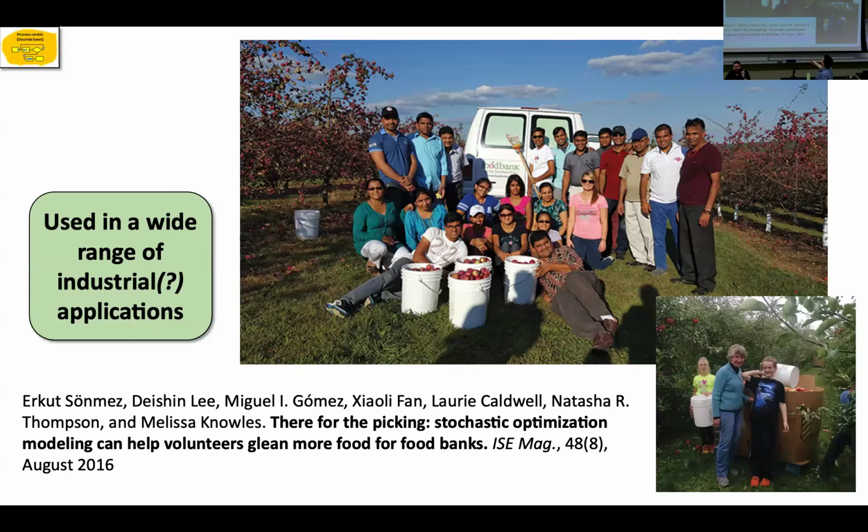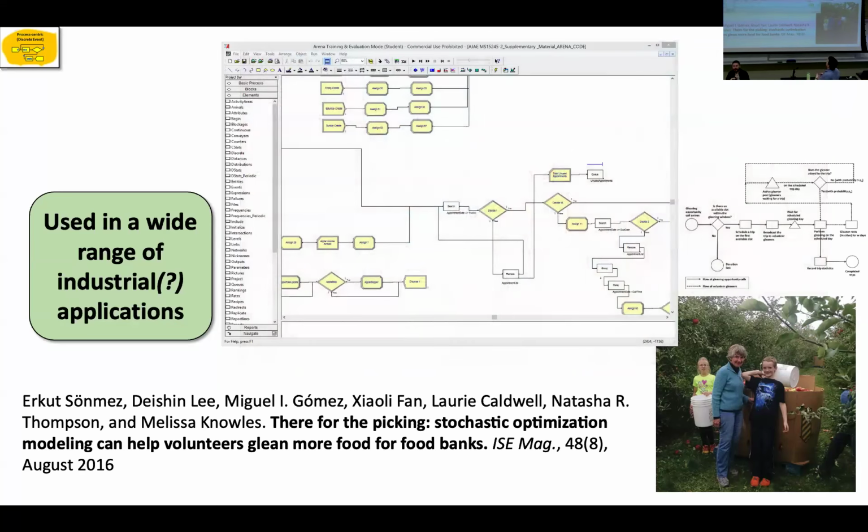And so in order to figure out how to staff, because somebody calls you up and says, hey, I got a bunch of apples. If you don't pick them up now, I'm just going to chuck them. So you have to have this rapid response available. So how do you organize all these volunteers who are ready to do the gleaning with this need for the volunteers, which is random? And so they built an Arena model to make this work.